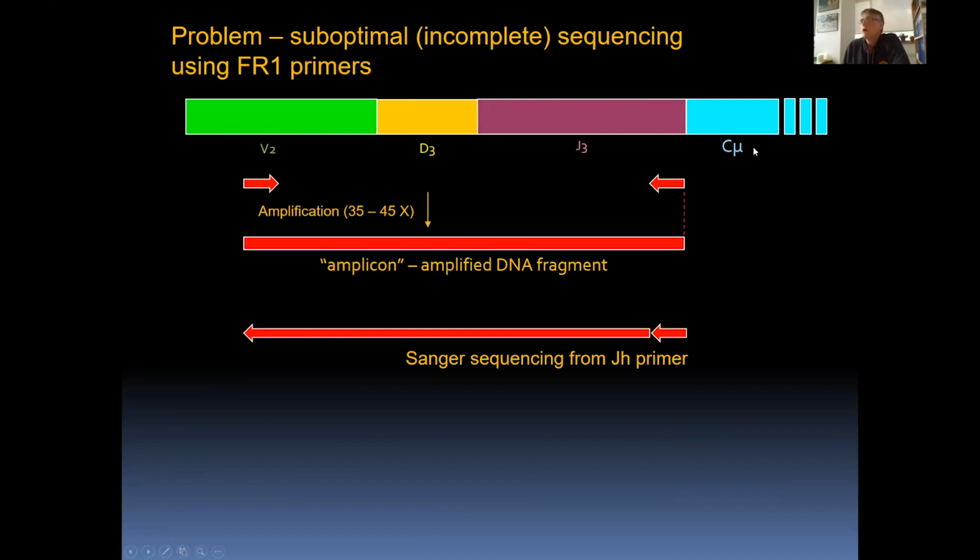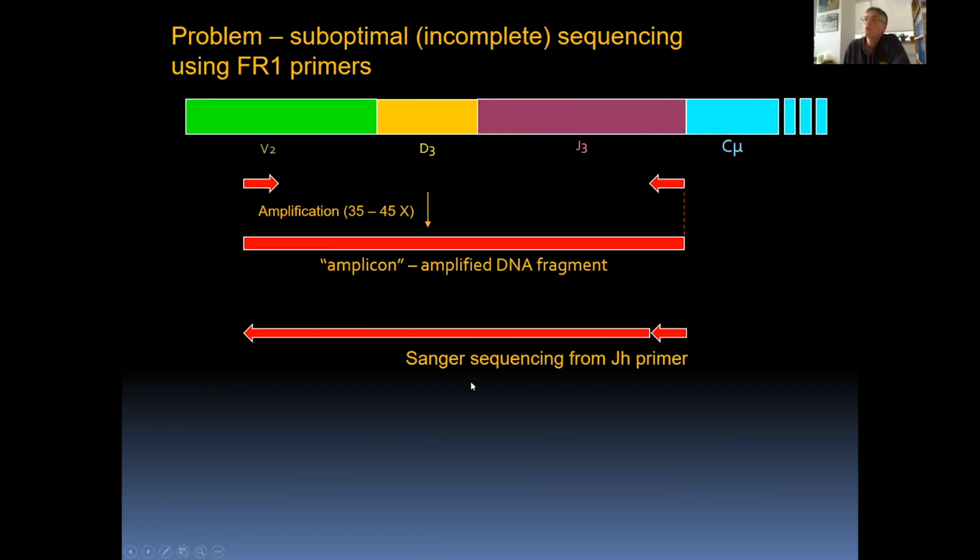As you can see here, one VDJ rearrangement on top. The classic way to amplify is to use a primer that's specific for the J region and a primer that is specific for the inside area of the V region. So the amplicon will start, of course, at this primer and will end at this primer.